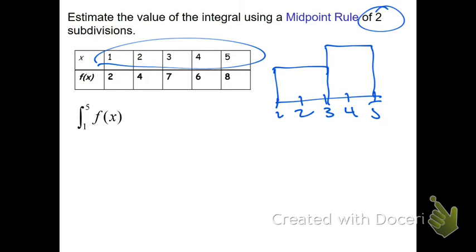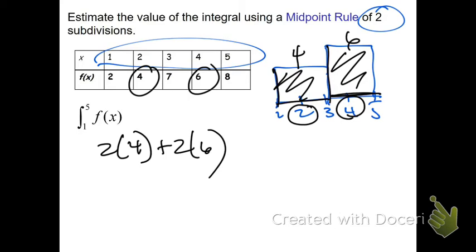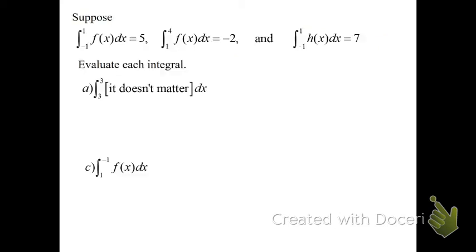Then the height of those rectangles is determined by the midpoint. The height at 2 is 4. The height at 4 is 6. Find the area of these rectangles. So this was going to be 2 times 4 and 2 times 6. Okay, that's the midpoint rule. These are all estimated integrals. All right, moving on.